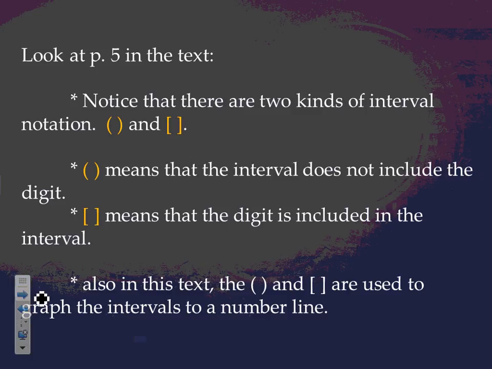All right, open up your book so that you're on page 5 with me in the text. Notice that there are 2 kinds of interval notation. There's one that looks like a regular parenthesis, and the other is a squared-off bracket. The parenthesis, the curved one, means that the interval does not include the digit. Those will be your less than or greater than symbols. The squared-off bracket means that the digit is included in the interval. That's going to be marked for your less than or equal to symbol, or your greater than or equal to symbol.